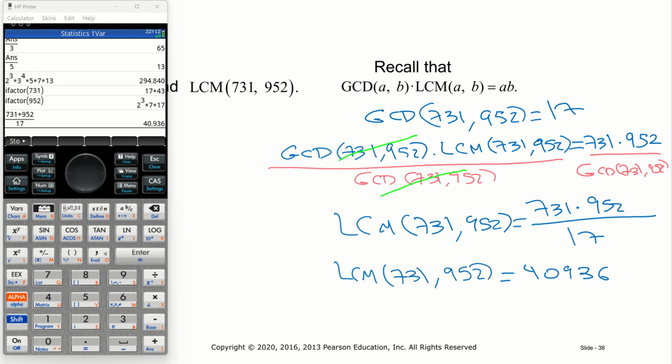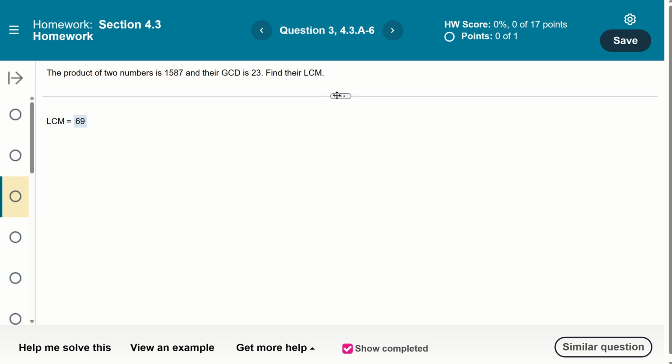All right, so that's it for our lesson. As usual, we'll go ahead and look at some homework problems now. We covered many examples during the lesson proper, so we don't really need to do that many of these, but we'll look at a few nevertheless. Here is one that's going to use the fact we just learned. It gives you the product of two numbers and their GCD, and it wants their LCM. Well, remember, we can do that easily because we have that nice connection between them.